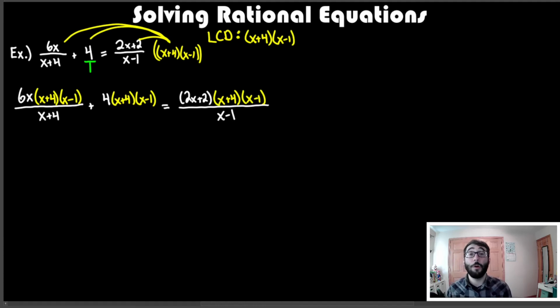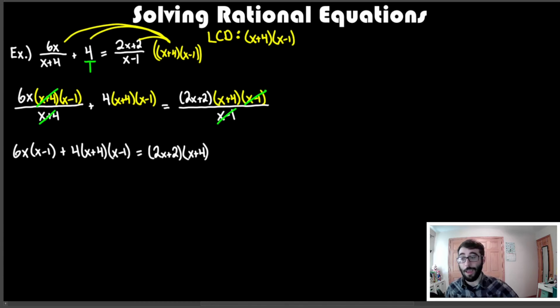And remember, this is known as clearing the fraction because all of our fractions are going to end up disappearing because so many things are going to cancel. If I look at this first fraction, notice the x plus 4's cancel. I don't really have a fraction here, so nothing cancels over there. But notice in this other fraction, the x minus 1s are going to end up canceling. So notice we cancel those out, and we now have an equation that we can solve using our traditional means.